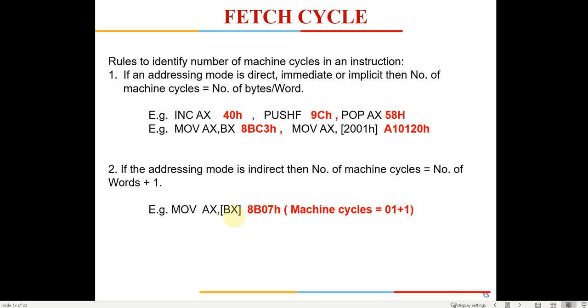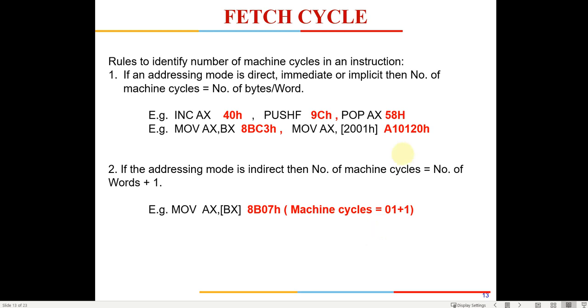Is it okay? Is it clear? So whenever you have indirect addressing, you will require one more machine cycle to generate a direct physical address. Is it okay? Sir, so basically we need to see the number of words in the given opcode and then decide how many machine cycles it will take. Correct. If there are more than one word of data, then it will take two machine cycles. Is that right? Yeah, correct.